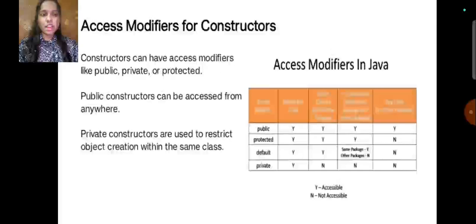And next, access modifiers for constructors. Constructors can have access modifiers like public, private, or protected. Access modifiers in Java: public constructors can be accessed from anywhere. Private constructors are used to restrict object creation within the same class.